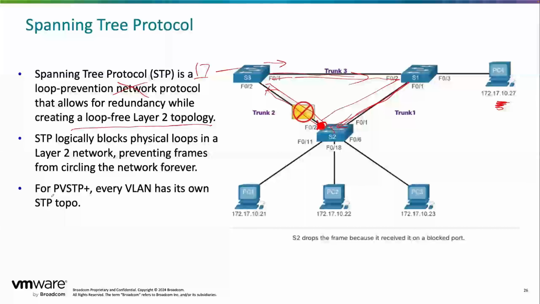So for spanning tree, we have different types of spanning tree. Here we have the IEEE spanning tree, which is the 802.1D spanning tree. And every VLAN has its own spanning tree. This one is the Cisco proprietary spanning tree. It's called per-VLAN spanning tree plus. So that means from every VLAN's point of view, there's a loop-free layer 2 topology for every VLAN.